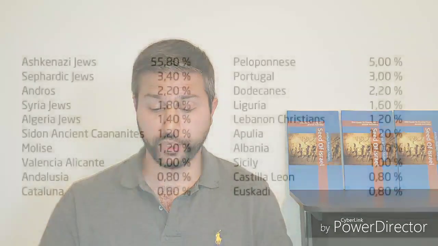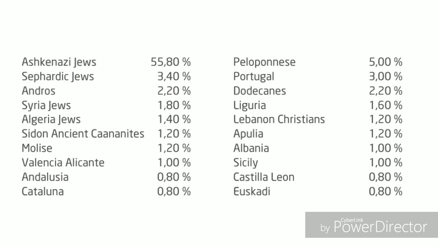3.40% Sephardic Jews, which they put in Israel. 3% Portugal. 2.20% Andros. 2.20% Dodecanese. Those are the Aegean, Greece. 1.80% Syria Jews. Again, that'll be put in Israel, etc. 1.60% Liguria, 1.40% Algeria Jews, 1.20% Lebanon Christians, 1.20% Sidon ancient Canaanites, 1.20% Apulia, which is a region in southern Italy.